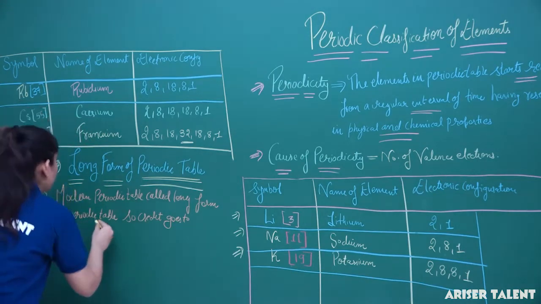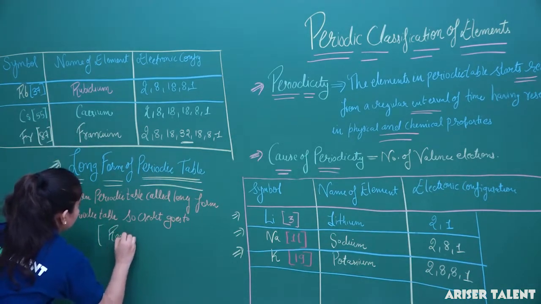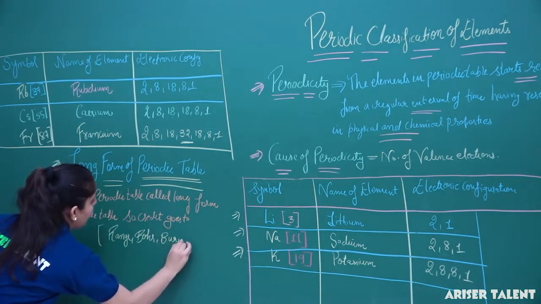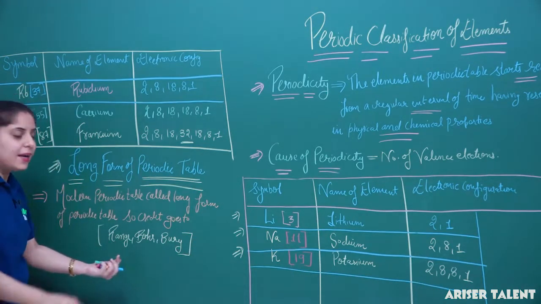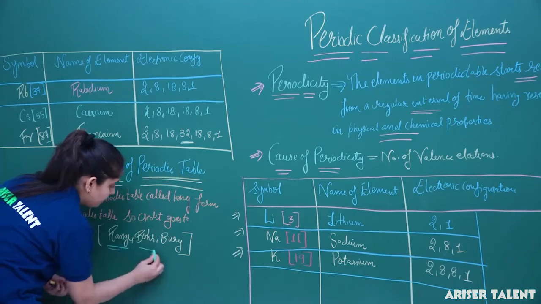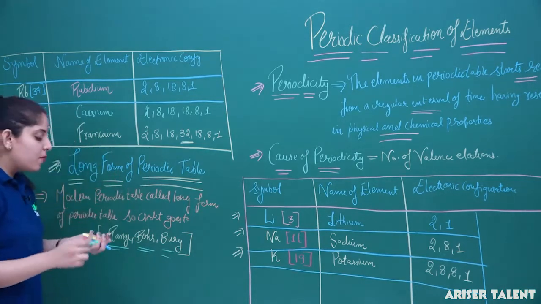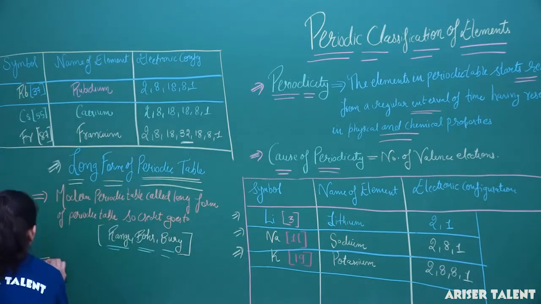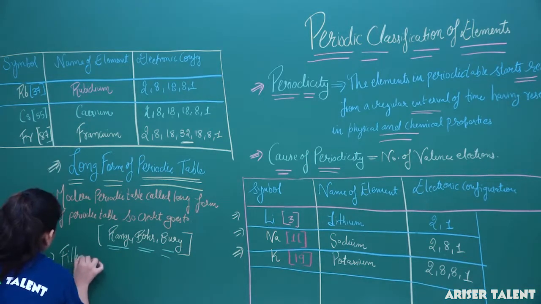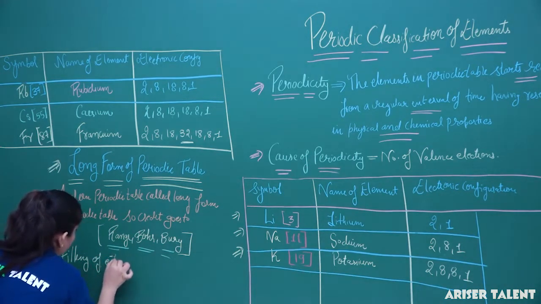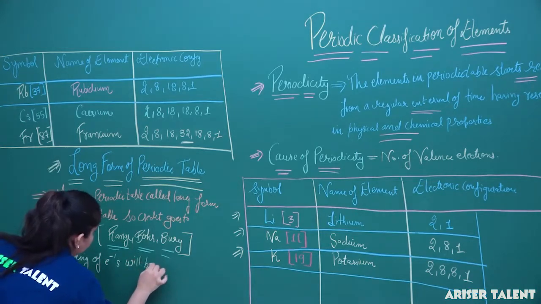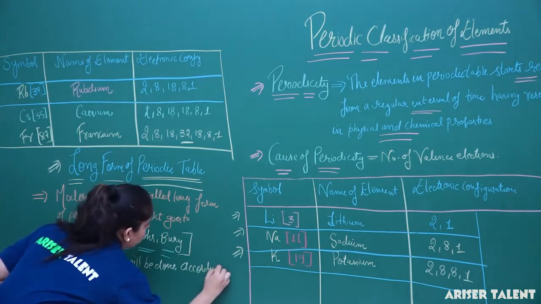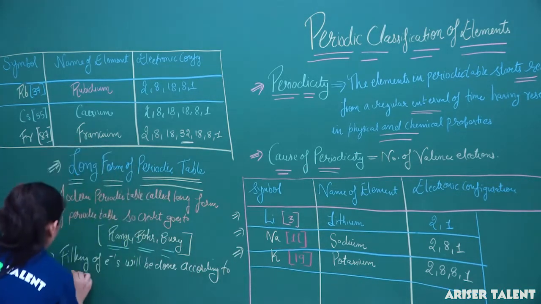Its credit goes to three scientists: Range, Bohr and Bury. So the main credit basically goes to three persons. Now this long form of the periodic table is based on the filling of electrons according to Bohr's arrangement. So what we will do here: filling of electrons will be done according to Bohr's model.